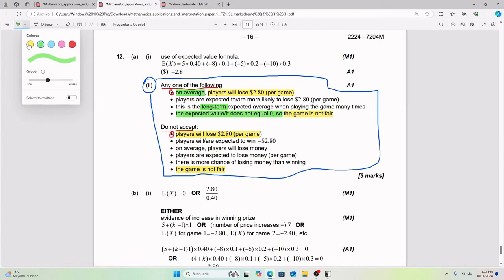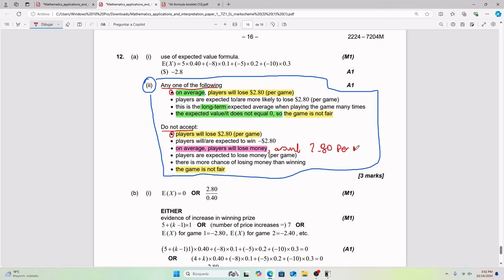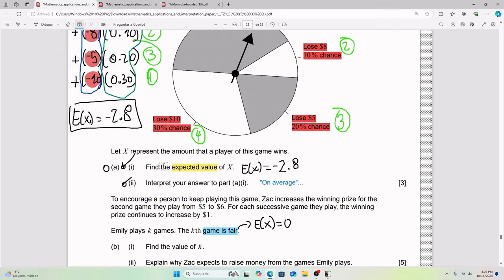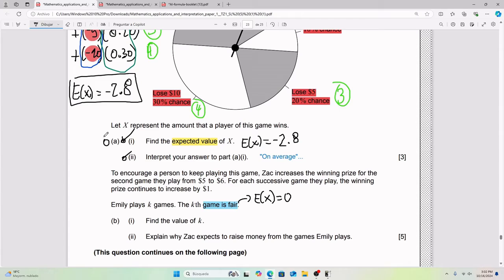It's interesting though, here they do mention on average, but they don't specify how much. It's like, oh, on average, players lose money. Okay, you're right. On average, players will lose money, around $2.80 per game. So what's the main idea you need to get from this? Be as specific as you can to get this point. And also, hopefully, mention at some point that we're talking about on average, we're talking about long term, something of that sort. So, a little bit of a long monologue there, but I think it was worth it to make clear how expected value is interpreted, how it works, etc. So that is for part A.